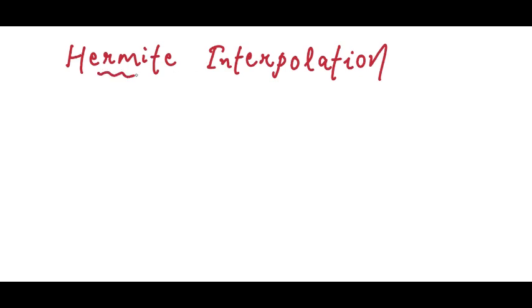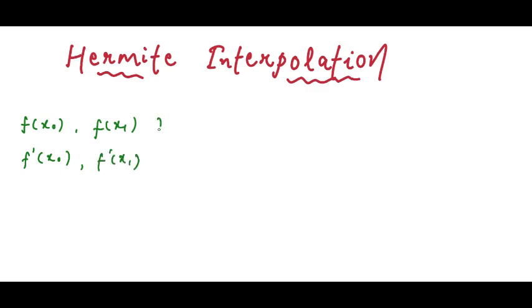But suppose that in addition to knowing the function values, we also know the value of its derivatives as well. For example, suppose we know the function at x0, the function at x1, but we also know f dash at x0 and f dash at x1. Then can we use this additional information to construct a better interpolation polynomial? Yes, and this is exactly what we do in Hermite interpolation.